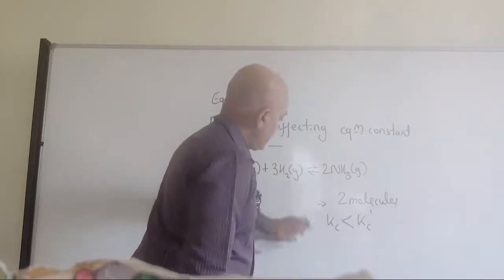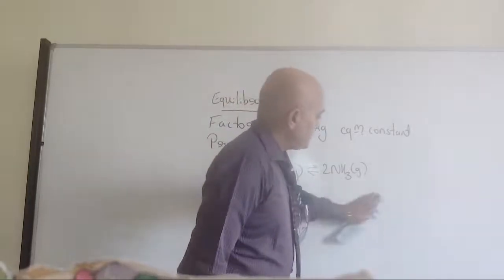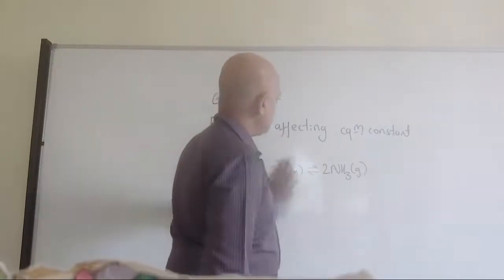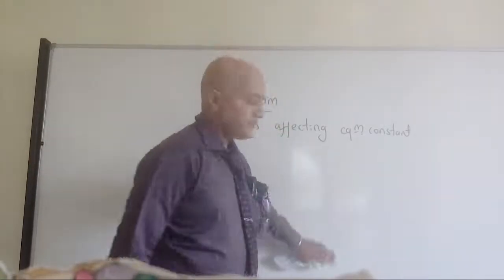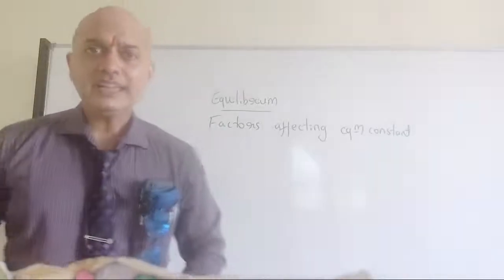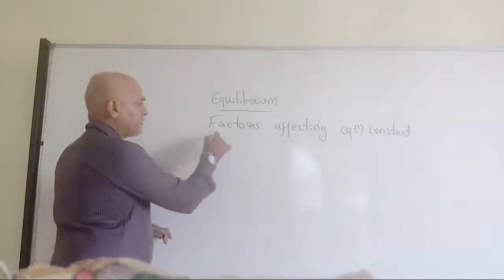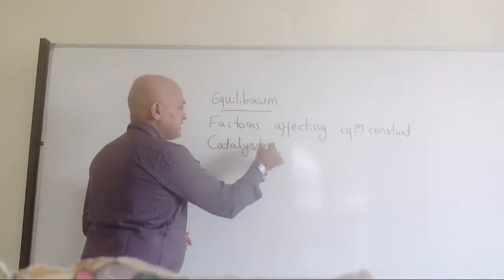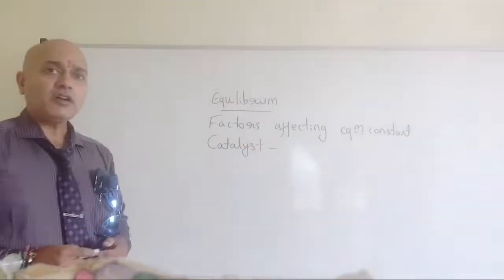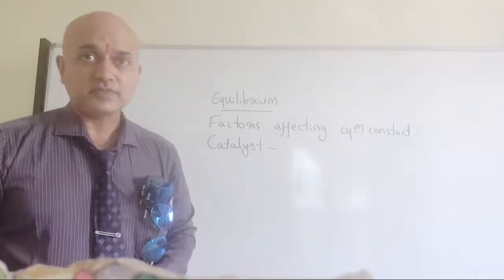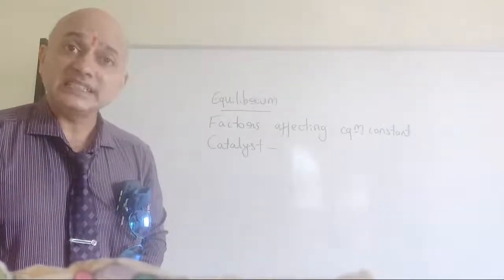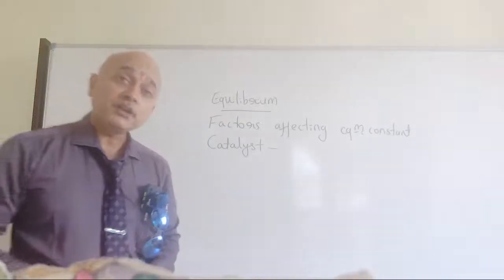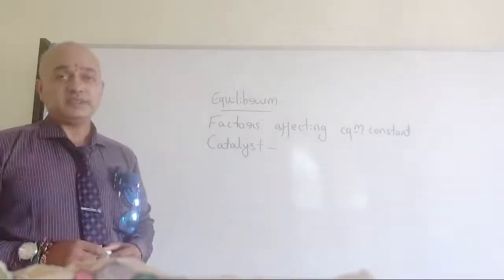Correct. Now the last one. Last one is related to catalyst. And for biology students, you know that when it comes to a biological system, it will be called enzymes. So catalyst is a general name. If I go with a biological system, then it will be called enzymes.